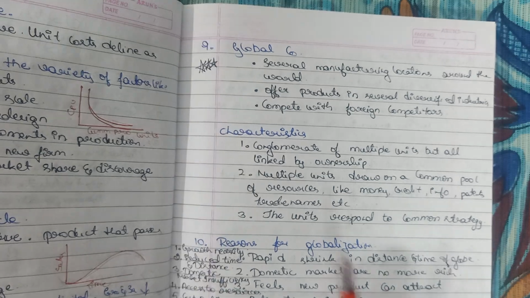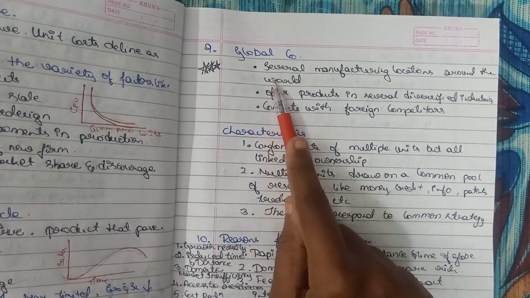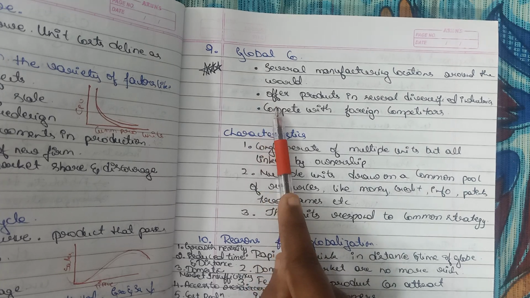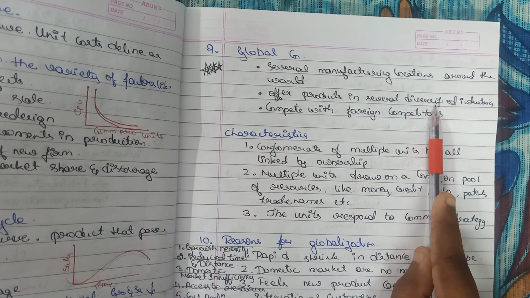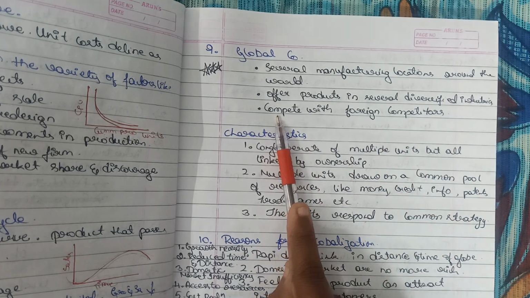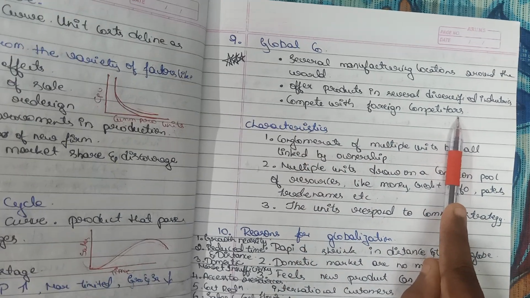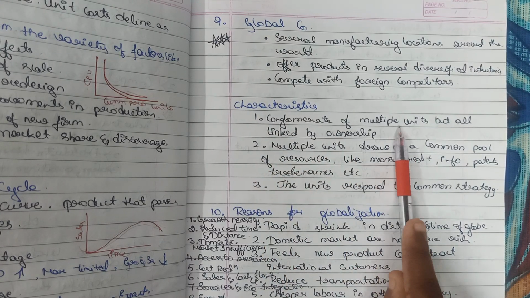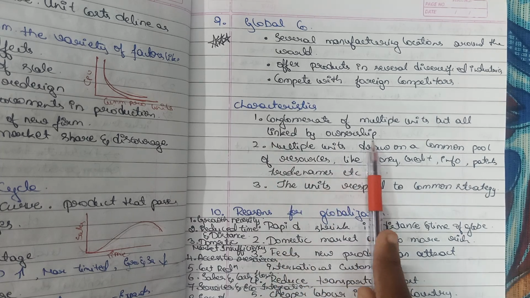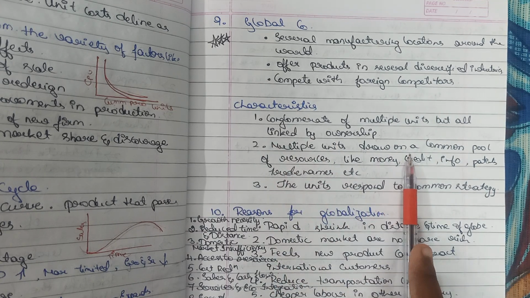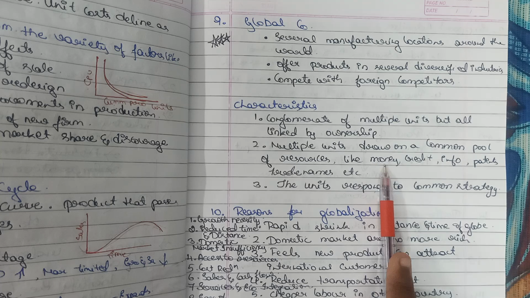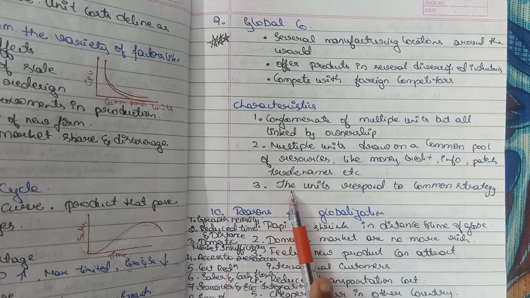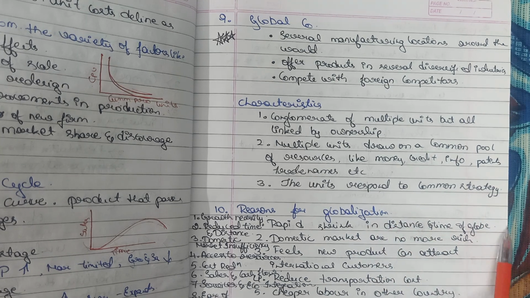Global company. Several manufacturing locations around the world, offers products in several diversified industries, competes with foreign competitors. The characteristics of a global company: a conglomerate of multiple units, all linked by ownership. Multiple units draw on a common pool of resources like money, credit, information, patents, trademarks, etc. The units respond to a common strategy.